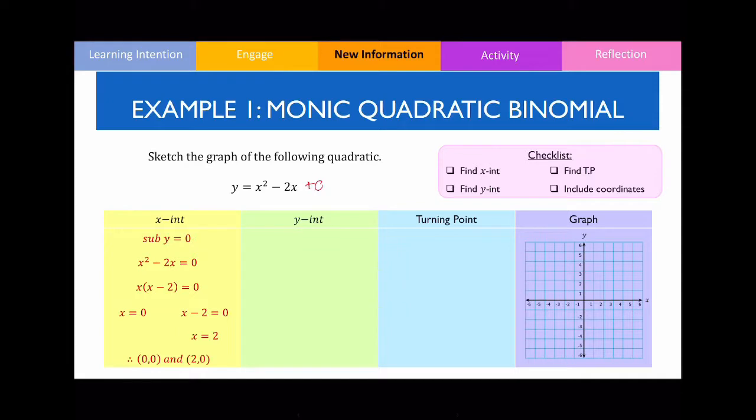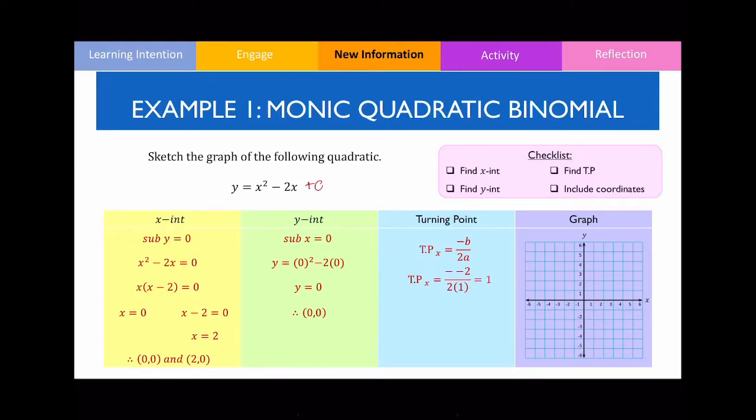Your value of c is equal to 0, but just to show proper working out, just to support it, y is equal to 0, as you can see here. And for the turning point, I'm using the second method again. So your b value is negative 2. Two negatives will make a positive, okay? So positive 2 divided by positive 2, that's going to give you positive 1 as an answer.